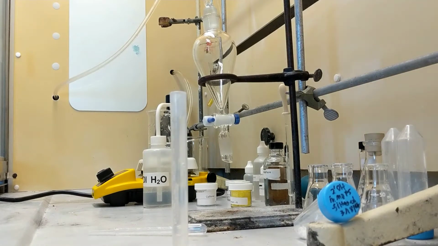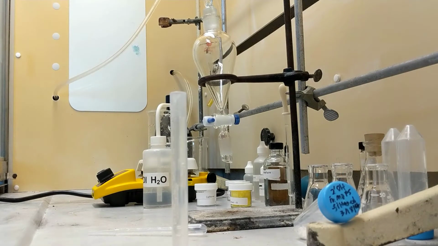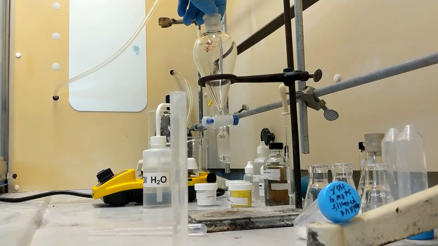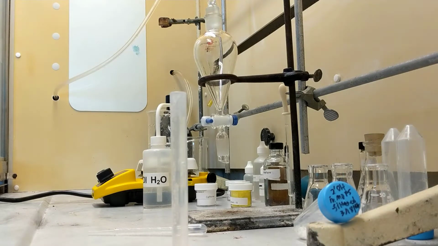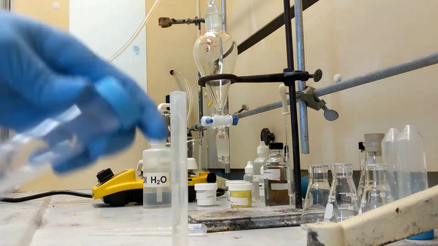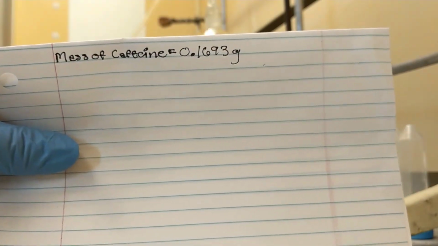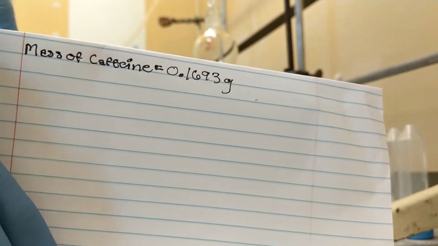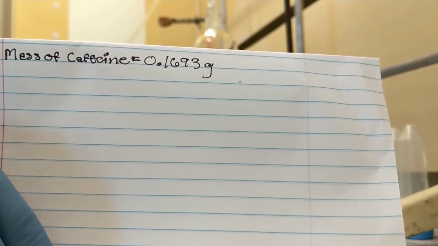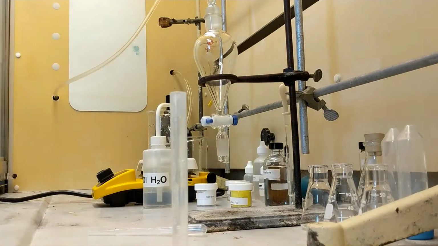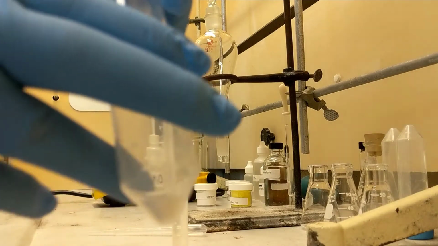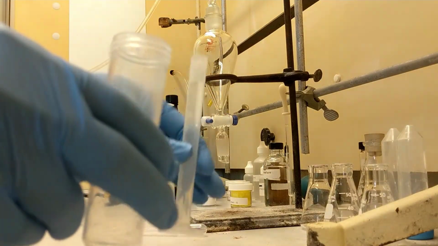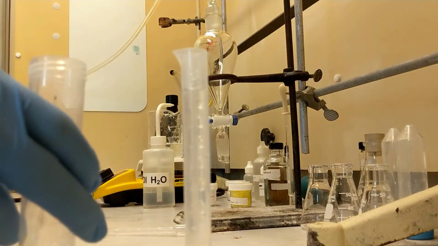Alright, let's go ahead and start Experiment 3A. So this is the extraction of caffeine from an aqueous solution. Of course, you see we have our separatory funnel out, which we're going to use a lot today. But I already started by adding this much caffeine, 0.1693 grams of caffeine, into this centrifuge tube. It's already been placed there, and I'm going to add 10 milliliters of regular DI water.